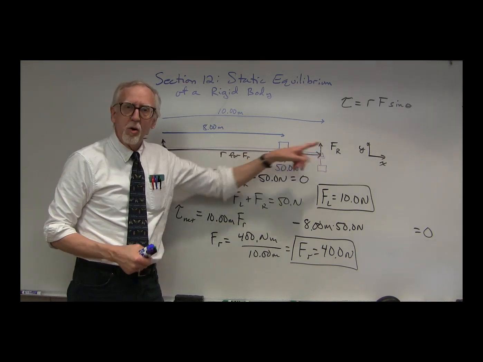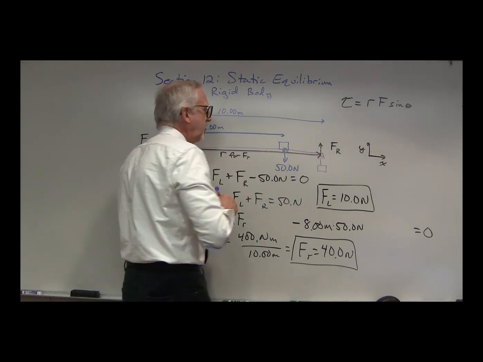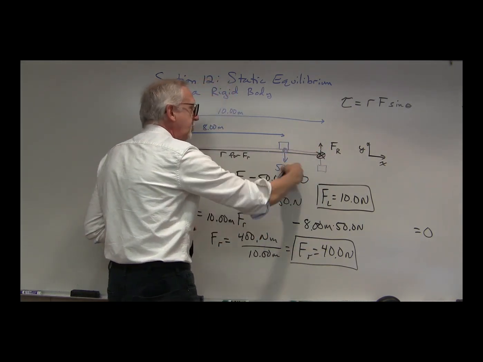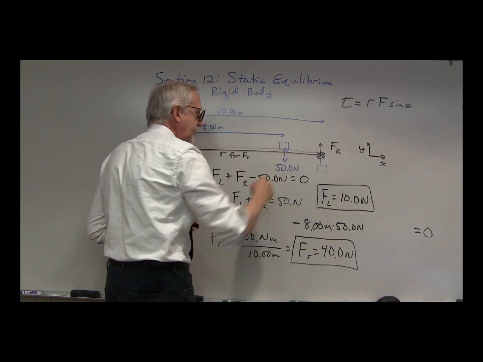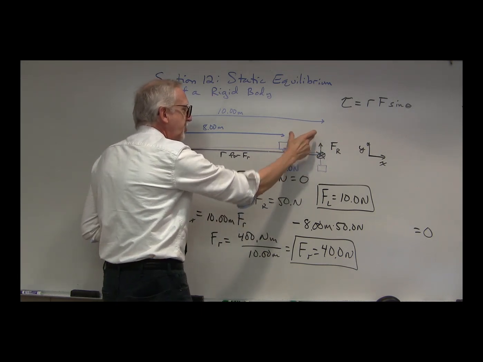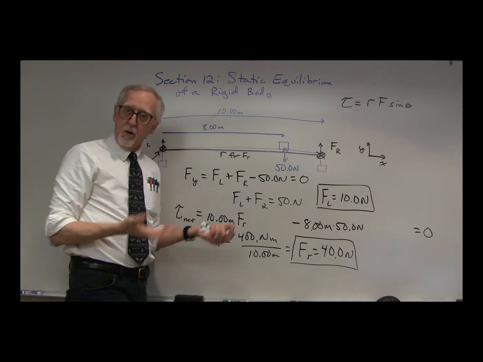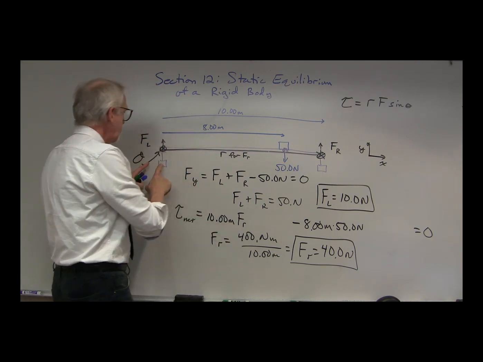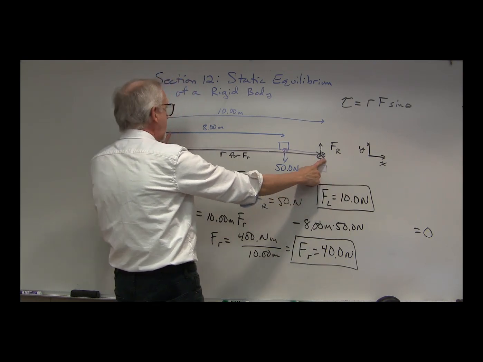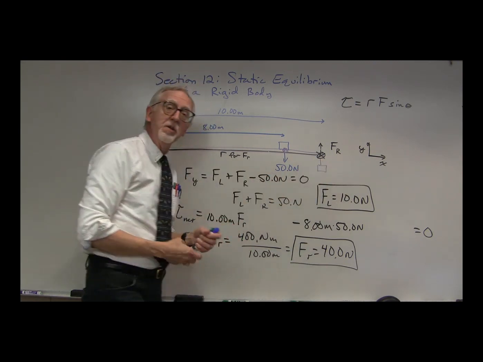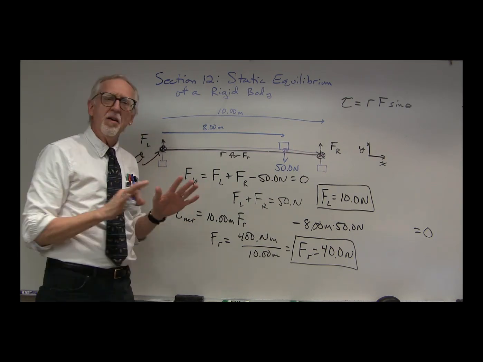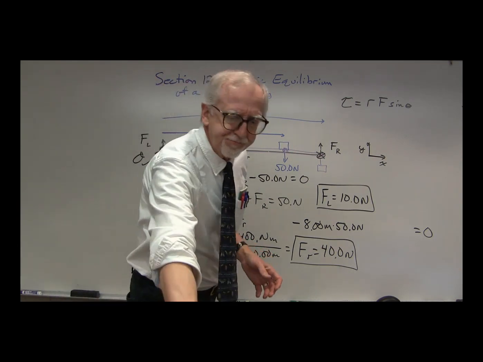What about if we chose the origin over here? Well, in that case, the 50 Newton force would be a positive torque, and R, in this case, would be 2 meters. 2 times 50 is 100 Newton meters. Now, what about FL? FL is 10 times 10 meters, 100 Newton meters. Again, we get the net torque is equal to 0. This is a very, very interesting result.